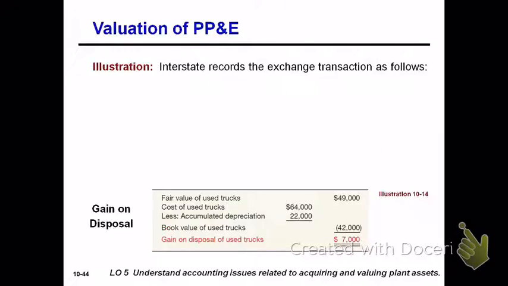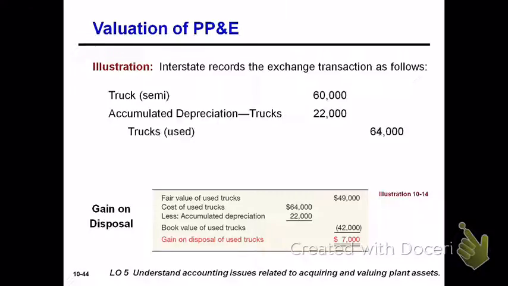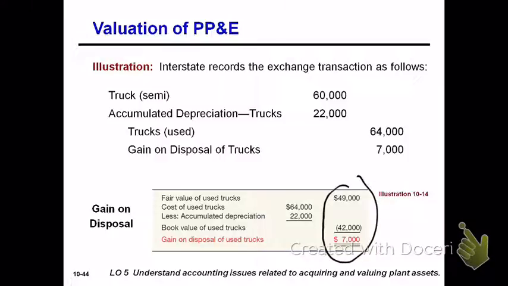So when we go to record this, we put the new truck on the books at $60,000. We have to take off the old trucks, and we said that the accumulated depreciation was $22,000. The original cost was $64,000. So we had a book value of $42,000. And we said the fair value was 49. So 49 minus the 42 gives us a $7,000 gain, and we did make a cash payment of $11,000.